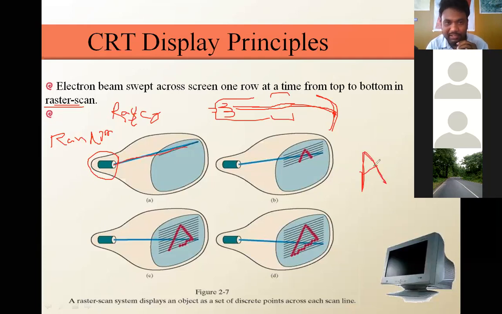In the raster scan display, the beam will go line wise. First it will go in this way, and next it will come to the next line and start that line. Again it will complete the line, come to the next line position, and draw another line. Here I want to draw the alphabet A.